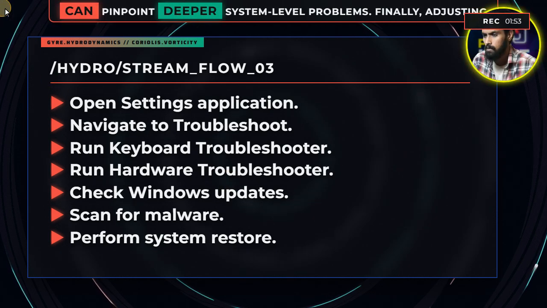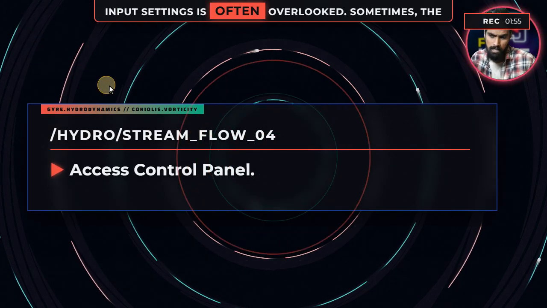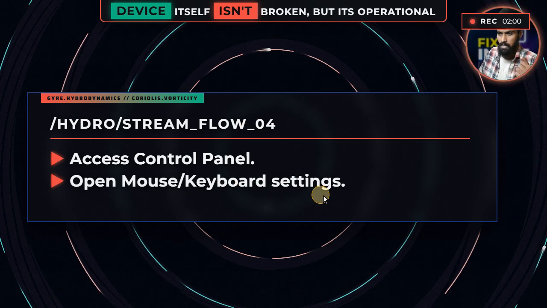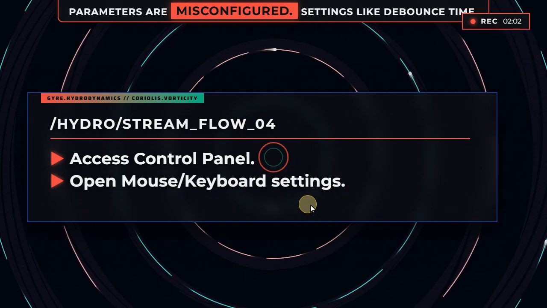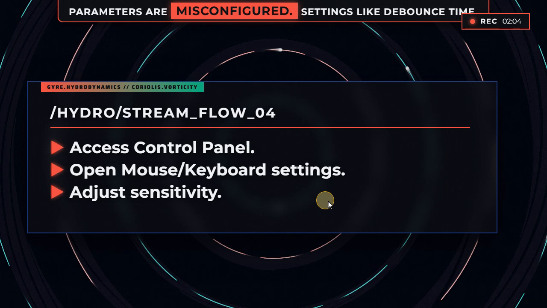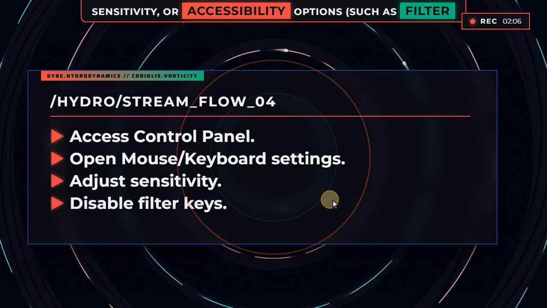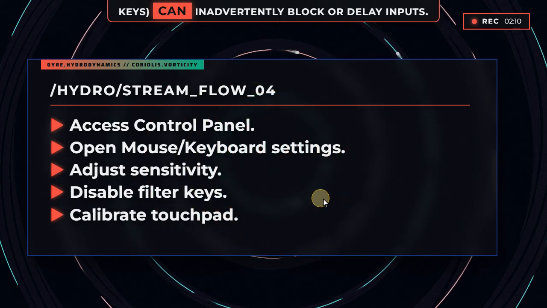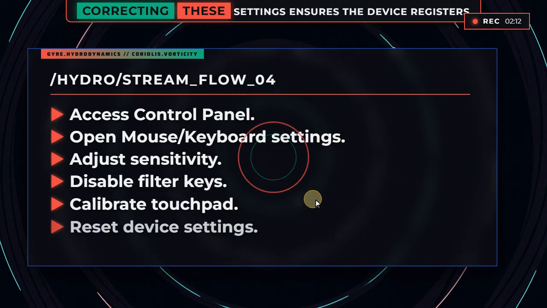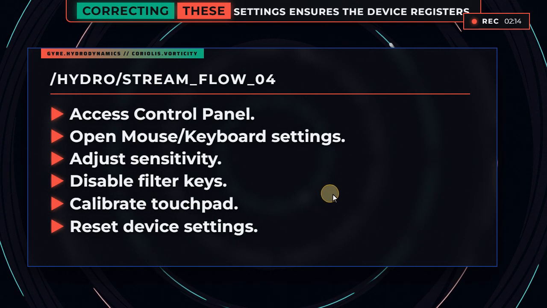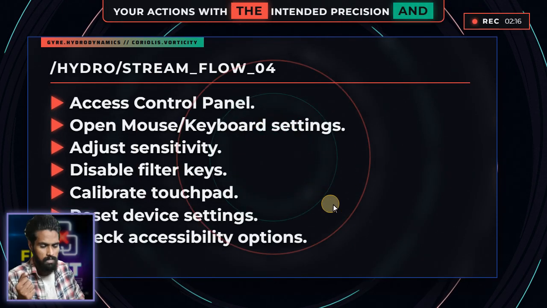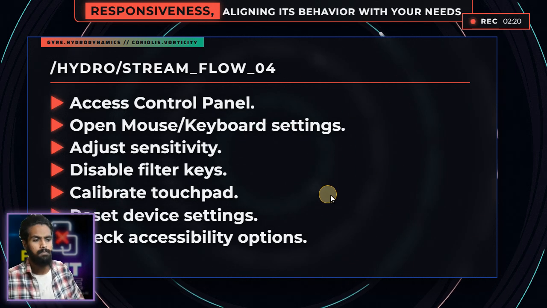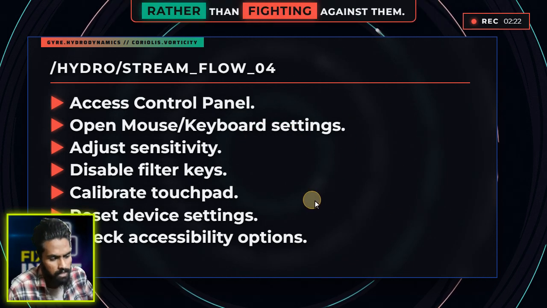Finally, adjusting input settings is often overlooked. Sometimes, the device itself isn't broken, but its operational parameters are misconfigured. Settings like debounce time, sensitivity, or accessibility options such as filter keys can inadvertently block or delay inputs. Correcting these settings ensures the device registers your actions with the intended precision and responsiveness, aligning its behavior with your needs rather than fighting against them.